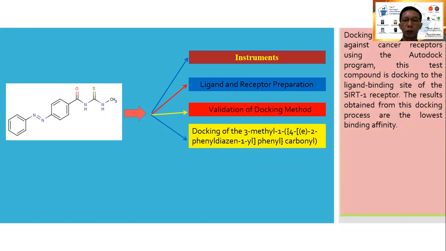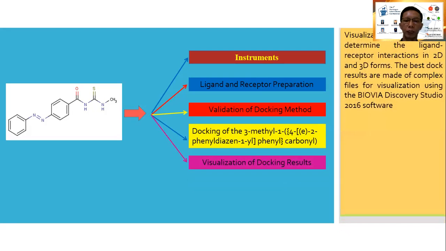And the next procedure, we did docking of the title compound. We did docking of the compounds against the cancer receptor using the AutoDock program. This test compound is docked to the ligand binding site of the Sirtuin-1 receptor. The result obtained from this docking process is the lowest binding affinity. The next procedure, we did visualization of the docking result.